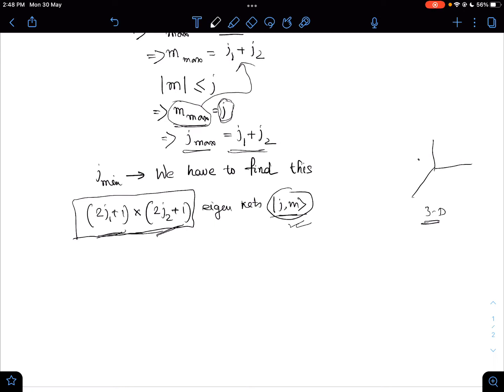Also, we know that for each j, there are 2j plus 1 eigenstates |jm>.